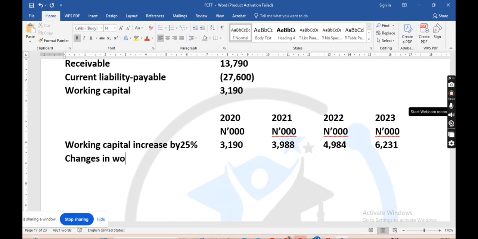So changes in working capital. What is the difference? You can see this is assumed to be year zero. From 3190, it increased to 3,988. Class, what is the increase? The increase is the difference. What is the difference? 798.